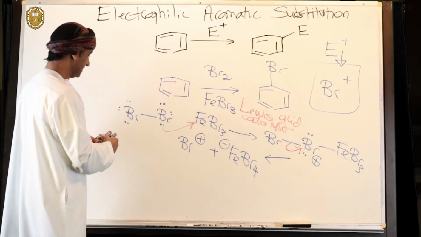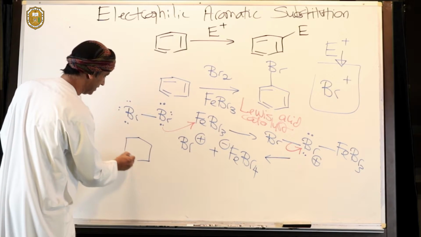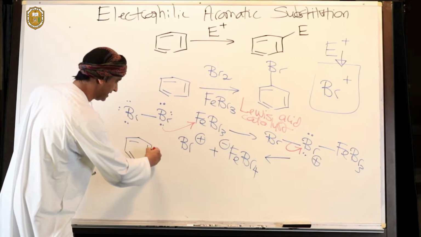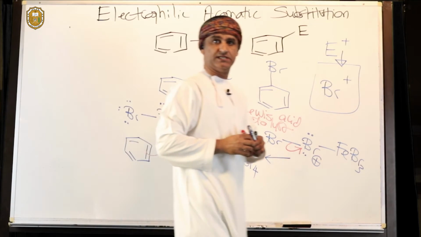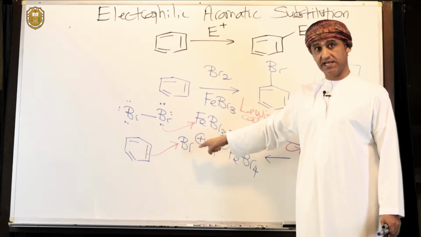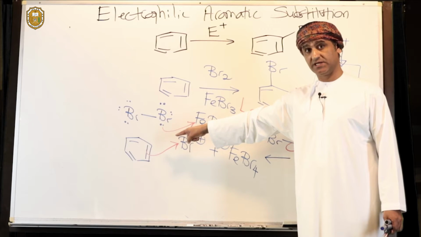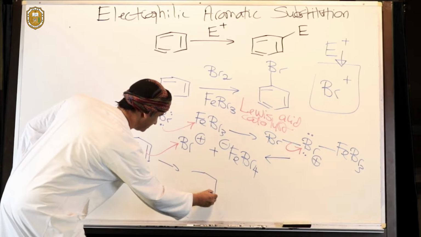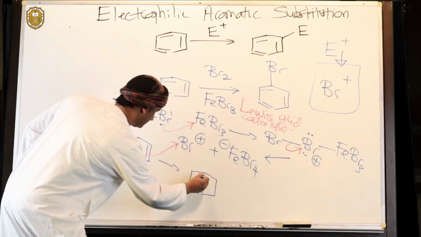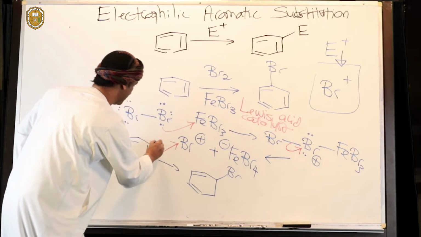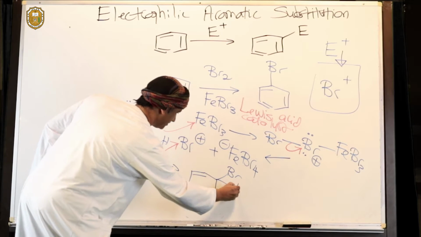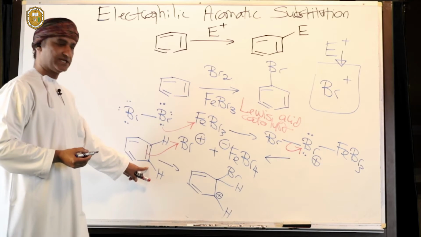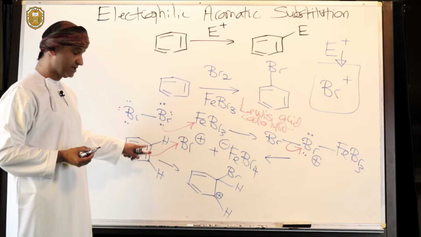So what will happen now is that the benzene ring will approach this electrophile. We can show this using curly arrows like that. Benzene reacts with this electrophile. So one of the carbon-carbon double bonds is broken, and this intermediate is formed. Remember, there are hydrogens here. So there is hydrogen here. There is hydrogen here.